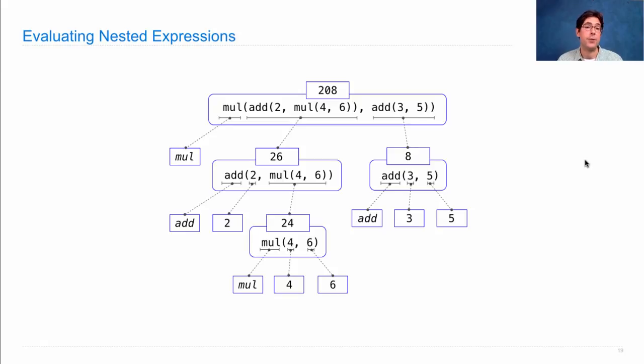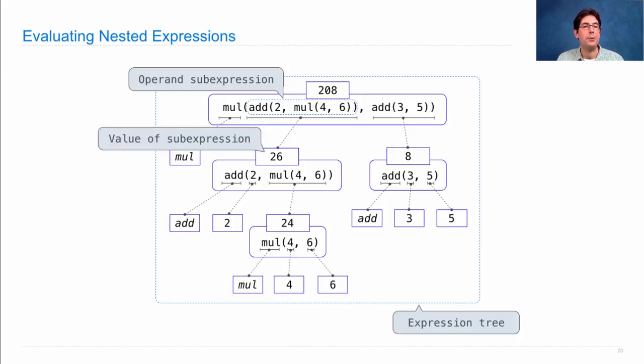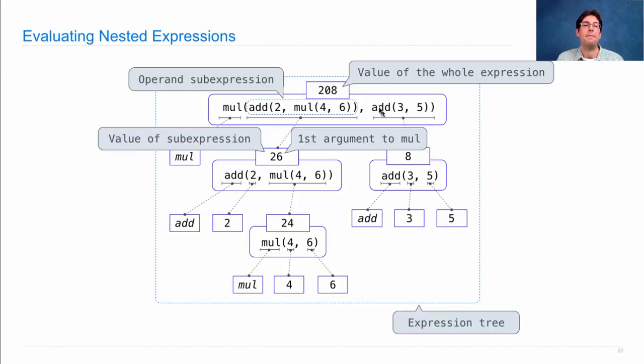It's also just an illustration of the same process being applied over and over again, the procedure for evaluating call expressions. So this whole thing is an expression tree. That's called an operand subexpression. This is the value of that very subexpression. So I just copied this thing down here, and then I went through the procedure to compute its value 26. This is also the first argument to mul. An argument is always a value, and this value 26 is multiplied by 8 to give me 208, the value of the whole expression.